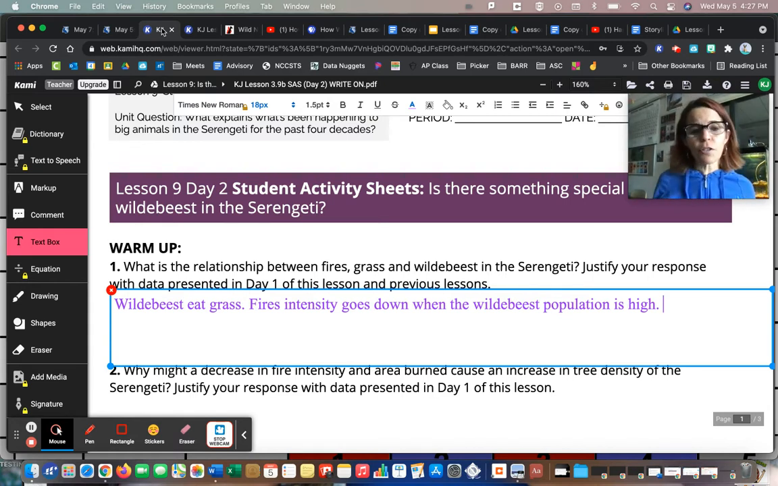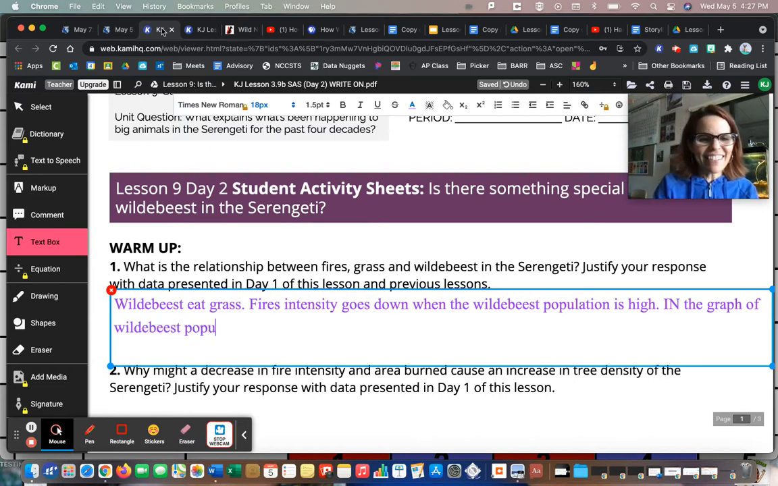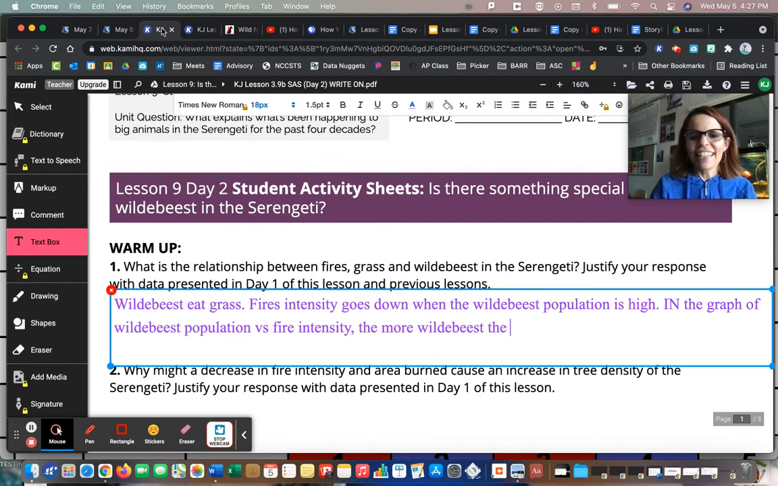It says justify your response with data, so we're going to need to refer to the data. In the graph of wildebeest population versus fire intensity, the more wildebeest, the less intense the fires. So they burn not as hot. They're not as damaging when there's a lot of wildebeest around. Why is that? Because the wildebeest are eating the grass, so there's very little fuel for the fire.